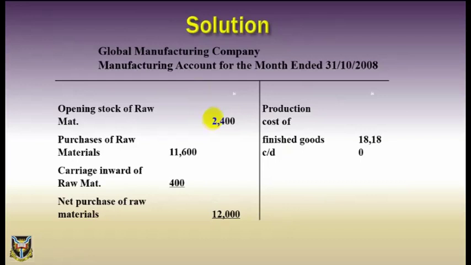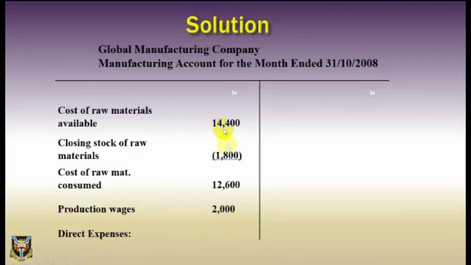Solution: Global Manufacturing Company. Manufacturing account for the month ended 31st October 2008. Opening stock of raw material 2,400. Purchases of raw materials 11,600. Carriage inward of raw material 400. Net purchase of raw materials 12,000. Cost of raw materials available 14,400. Closing stock of raw materials 1,800. Cost of raw materials consumed 12,600.